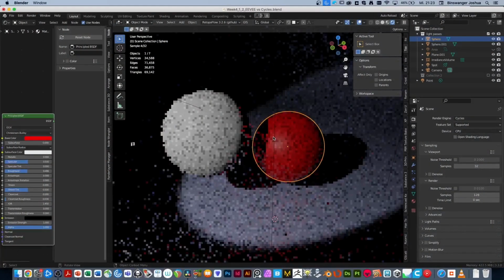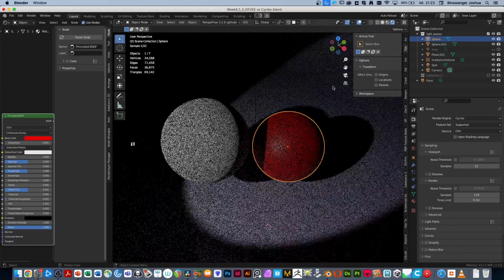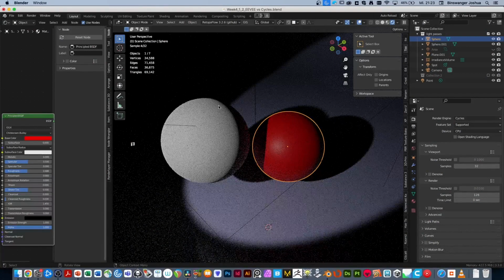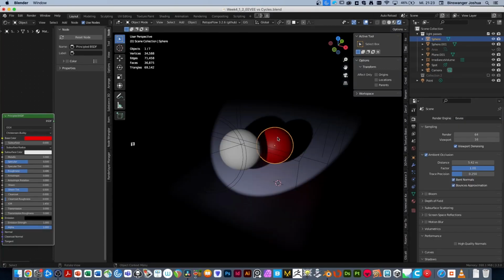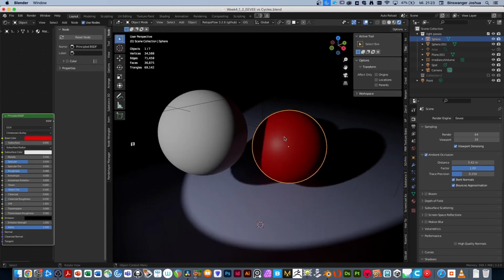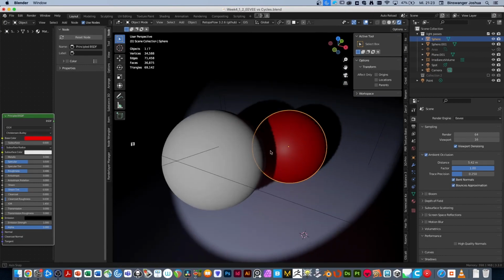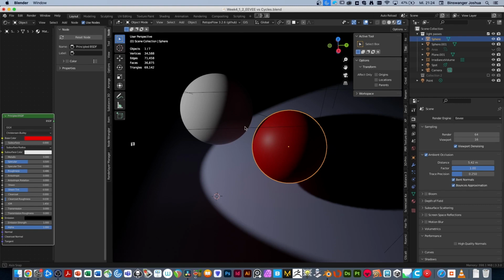Nun haben wir uns ja noch eben beschäftigt mit dem Realtime, sozusagen mit dem Eevee-Renderer und dem Cycles-Renderer. Und eben das ist ein kleiner Unterschied, dass der Cycles-Renderer und Eevee-Renderer verschiedene Farben und so berechnen. Und ja, beide haben gewisse Vor- und Nachteile.